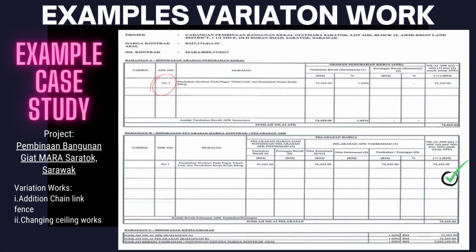Here is an example case study of variation work. This variation work comprises the addition of a chain link fence and also changing the ceiling works. Both of the works are stated clearly in the SO instruction, which will normally be known as a variation order.